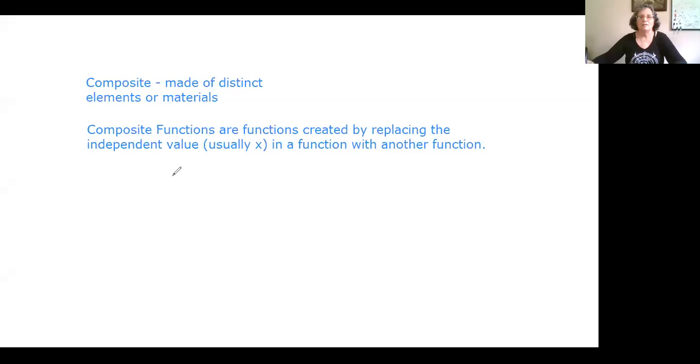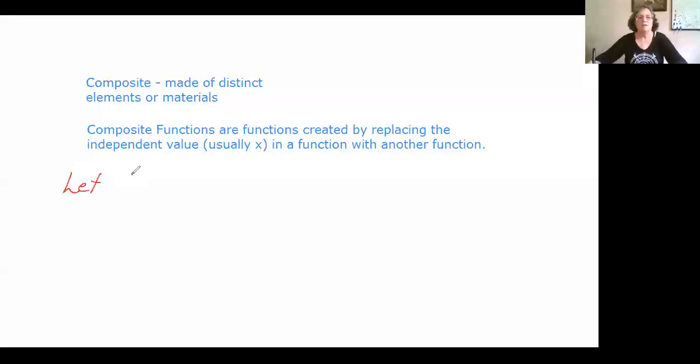Hi. Composite functions are a different approach to combining functions. A composite has a definition in the dictionary of being made of distinct elements or materials. So composite functions are functions that are created by replacing the independent value, which is usually the x, in one function with another complete function.